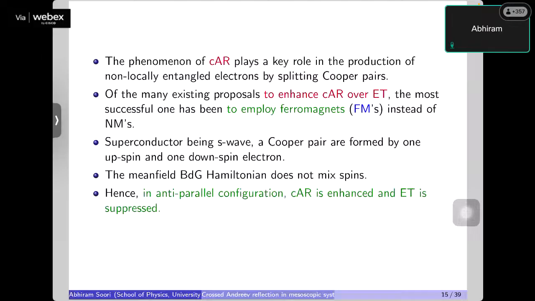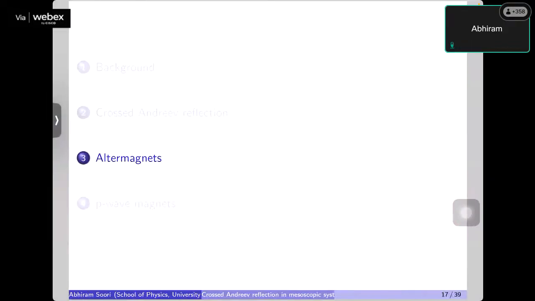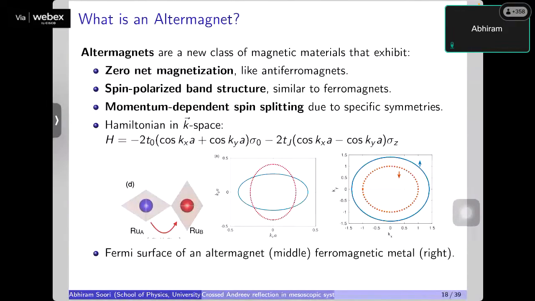But the problem with this way of enhancing cross-Andreev reflection is that you need magnetic fields to repolarize the electrons in the ferromagnet. So the question is whether you can do this without the need for applying a magnetic field. And the answer is yes, that is by the use of something called altermagnets.